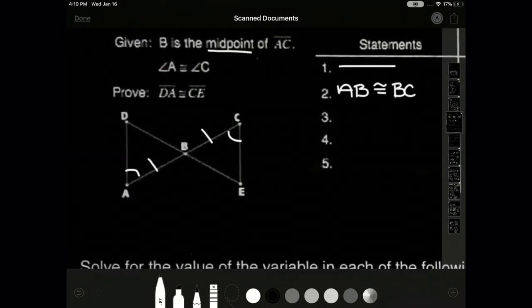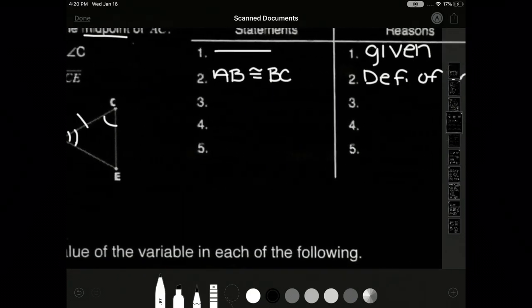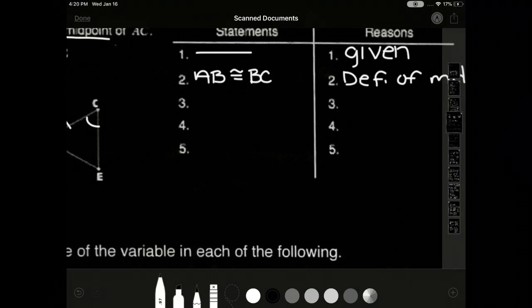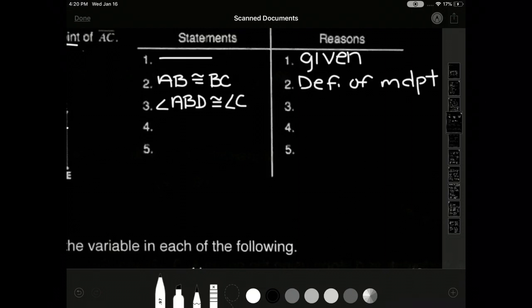And then there's no other keywords, but we do have a vertical angle set here. Here's our bow tie. So we can say that angle ABD, right? Angle ABD is congruent to angle CBE, and that is due to vertical angles, right? So that's our reason there.